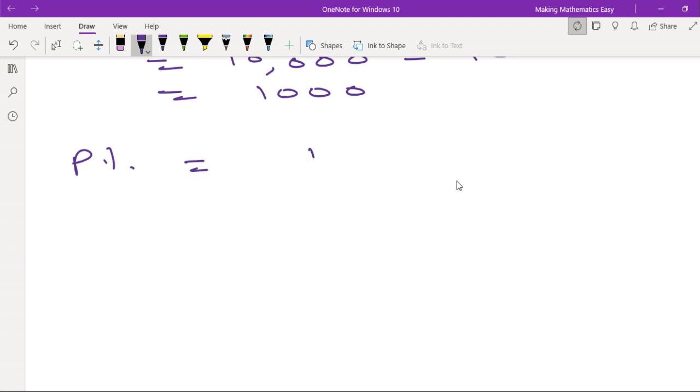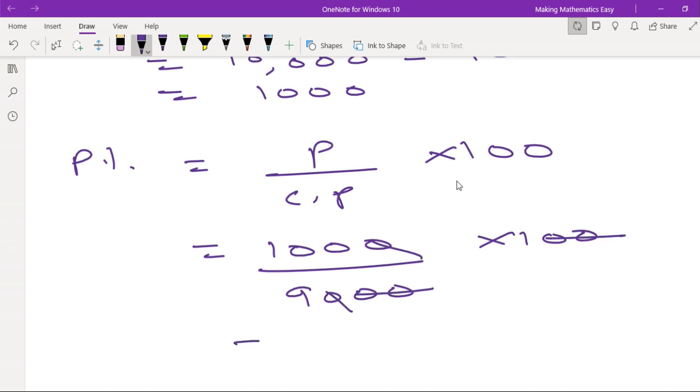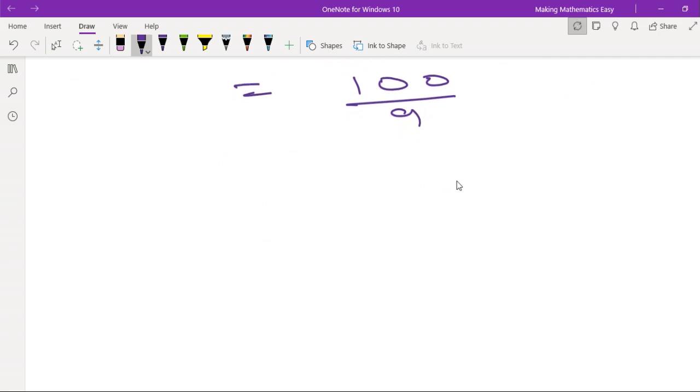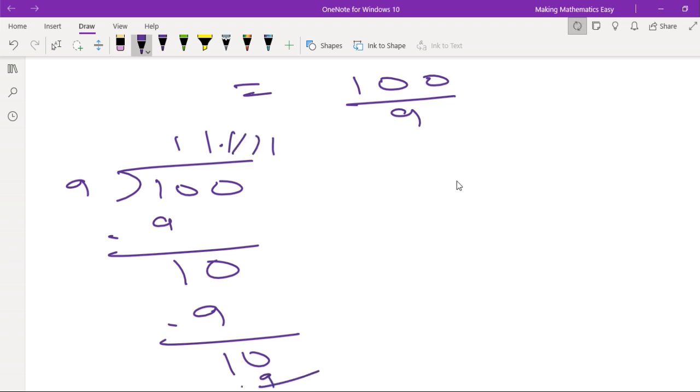Now when you have to find out profit percentage, that will be profit divided by CP into 100. So you have a profit of 1,000, your cost price is 9,000 into 100. This 0, this 0, 1, 1. Now what you have is 100 upon 9, right? Now this cannot be cancelled, so you need to do the division. 9 ones are 9, 1, 0, 9 ones are 9, 1. You do not have any number, you can take point and 0. 9 ones are 9, and this will go on and on.